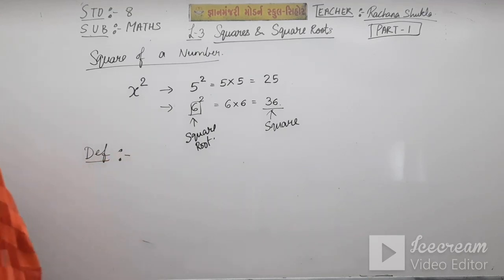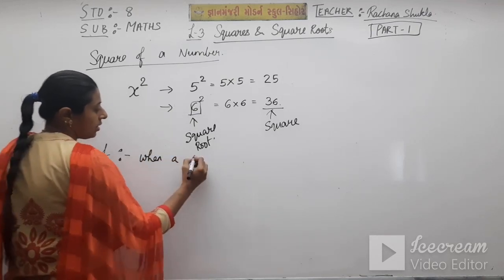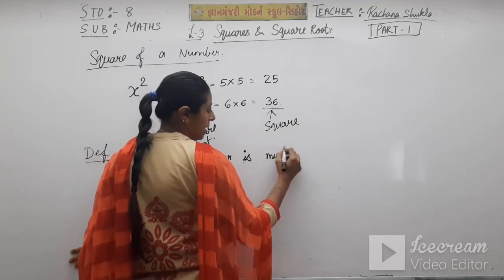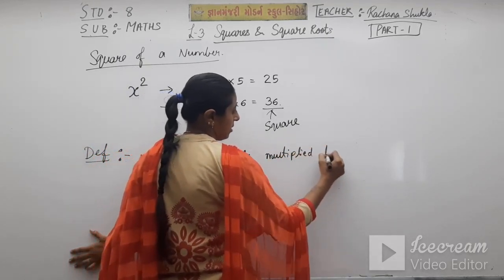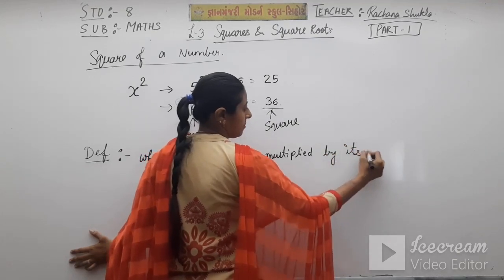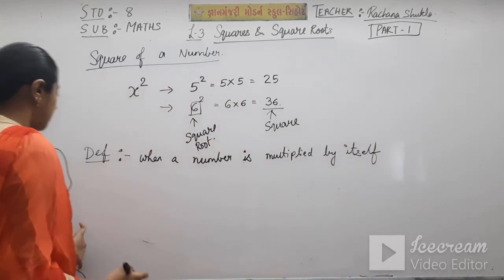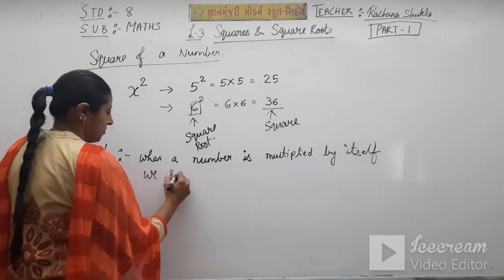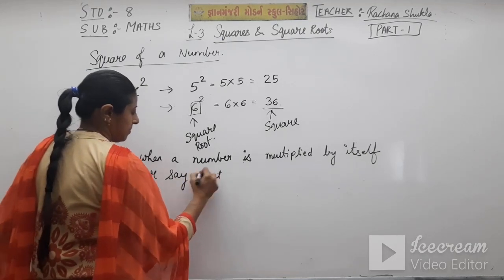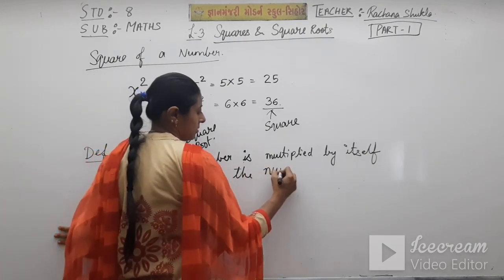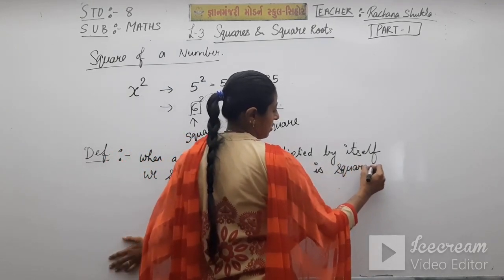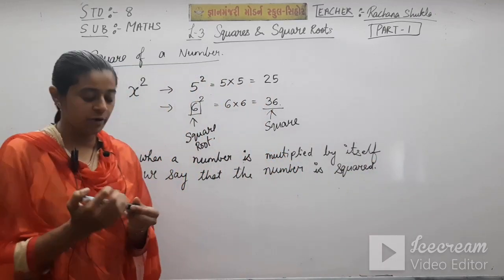Now, definition. When a number is multiplied by itself, we say that the number is squared.